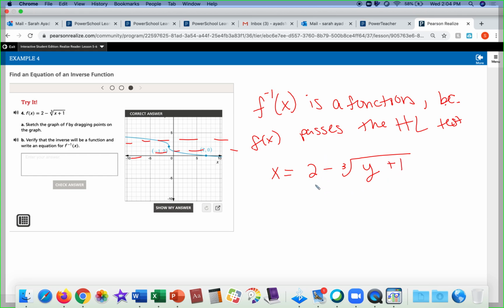And I'm going to solve for y. I have to subtract 2 over first. I'm going to divide by negative 1. That's going to give me negative x, right? X divided by negative 1 is negative x. Negative 2 divided by negative 1 is positive 2.